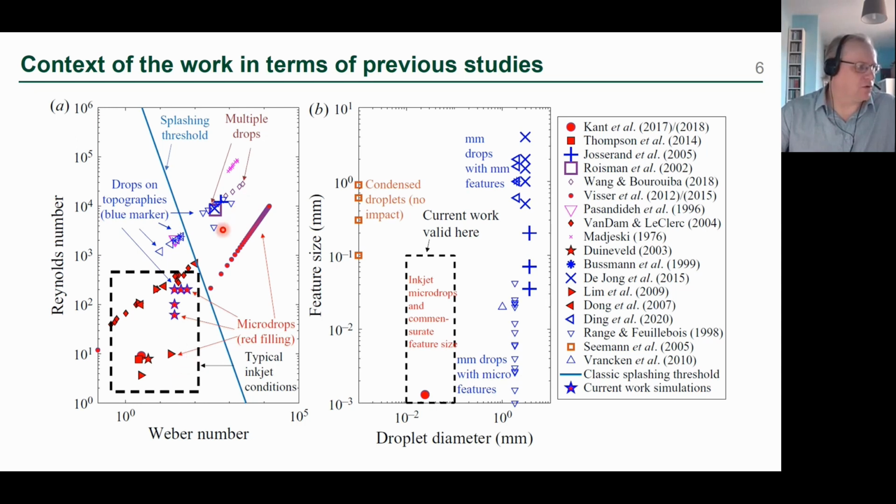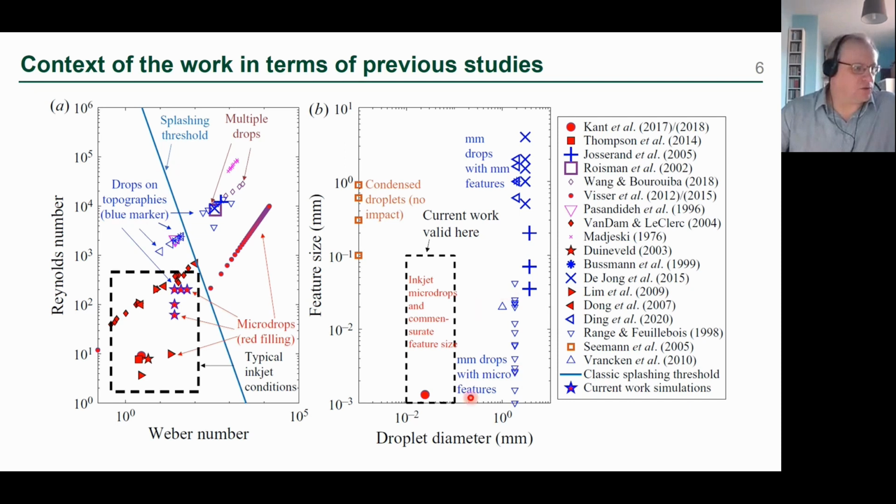However, there is some interesting work on small-scale droplets which actually defy this splashing threshold and don't actually splash, but I'm not going to talk about those today. So what we're interested in is what's going on in this sort of box here, and there is some previous work, but this is mainly work on substrates which have no features, so just uniform flat surfaces.